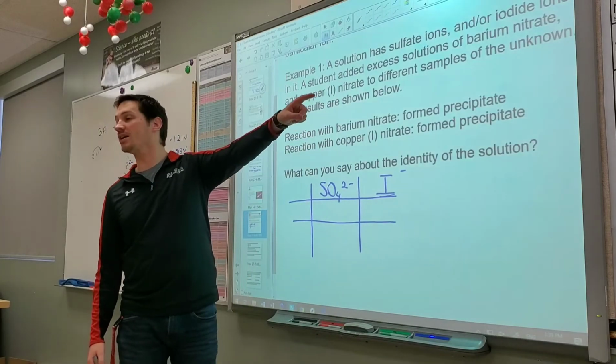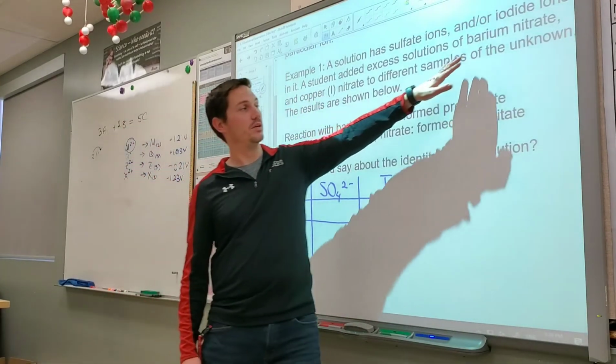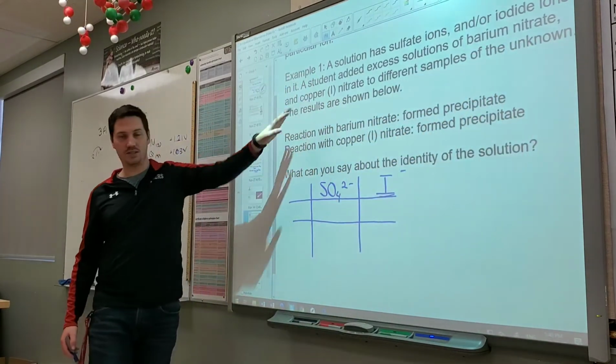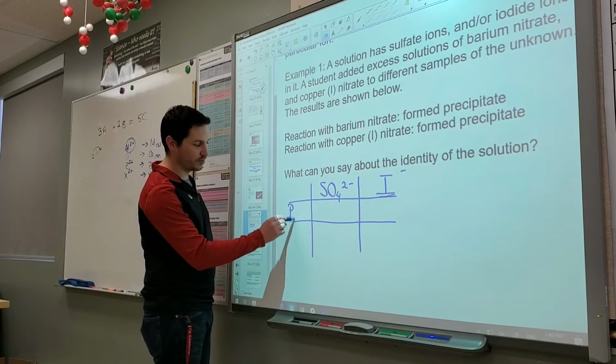Okay, what are the two possible positive ions it could be? Which one of these is positive? Barium, and which one of these is positive? Copper 1. So we're going to put barium.